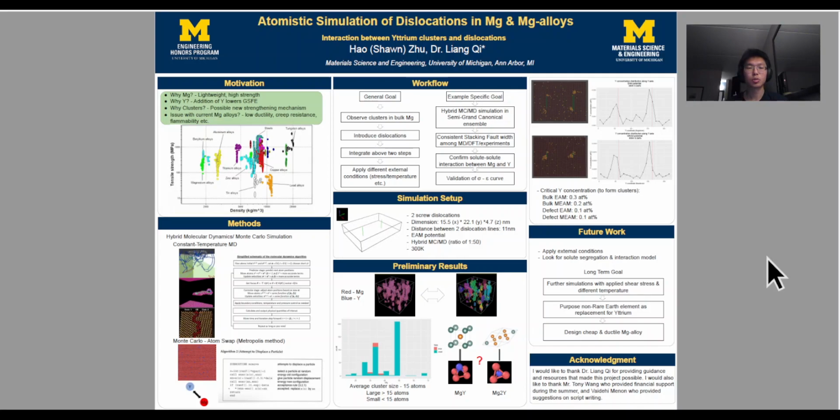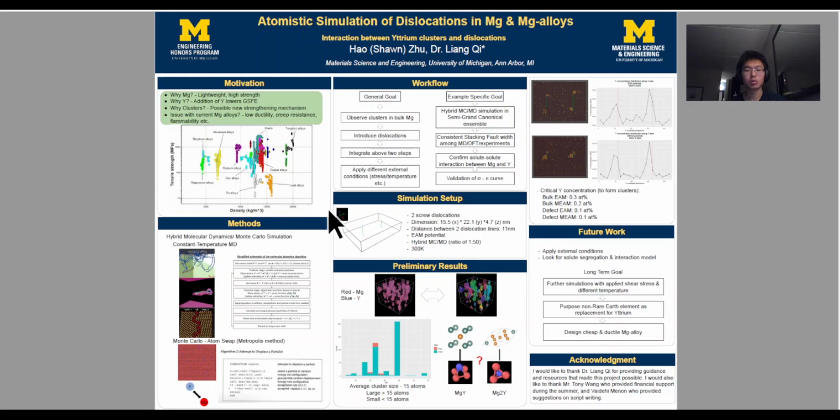And so the motivation behind this project really comes from the excellent properties of magnesium alloys. Magnesium is a lightweight structural metal that is often used in the automobile or aerospace industry. We can see from the top left figure that it has high strength, but pure magnesium exhibits low ductility at room temperature, preventing us from further usage in large-scale production.